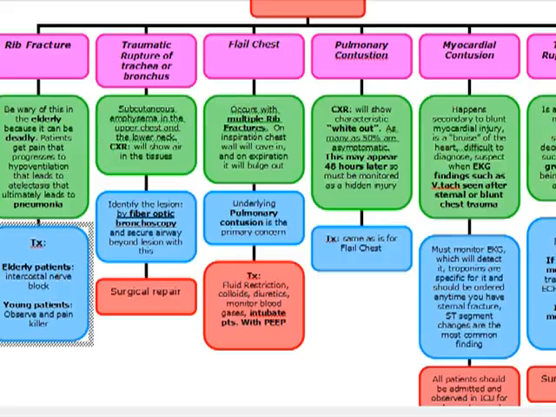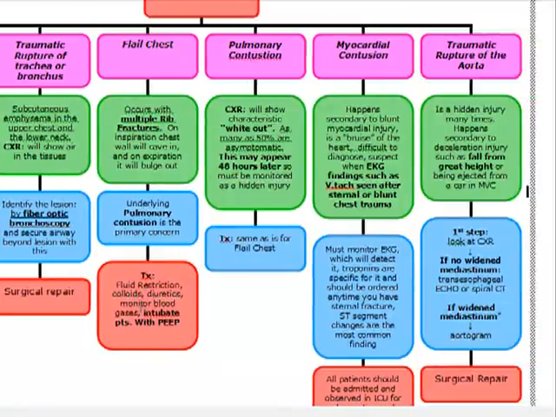Flail chest, we're going to look for multiple rib fractures with paradoxical breathing. We're going to look for the underlying pulmonary contusion, which is a whiteout on the chest x-ray. And we're going to treat with fluid restriction, colloids, which is plasma or albumin, not crystalloids, which is IV fluids, diuretics, and we're going to monitor blood gases and intubate patients with PEEP. Pulmonary contusion, same thing. Fluid restriction, colloids, diuretics, monitor blood gases, and intubate patients with PEEP.